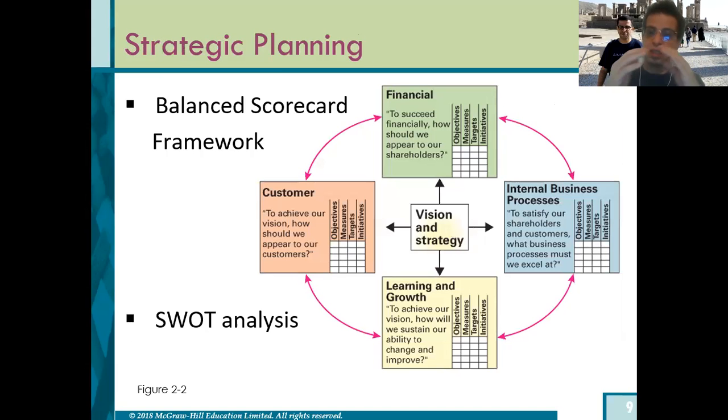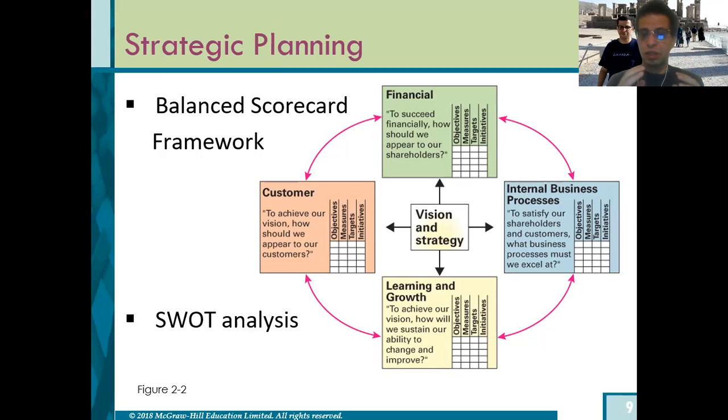So strategic planning is made of four parts. It's the vision and building the vision and the strategy. It has to be financial, internal business processes, learning and growth, and customers. We do need to do a balanced scorecard framework, which is this one, and then we do a SWOT analysis. We see it in the video.